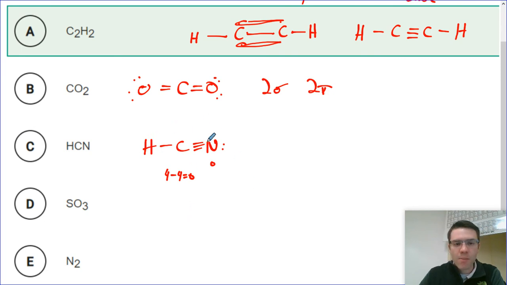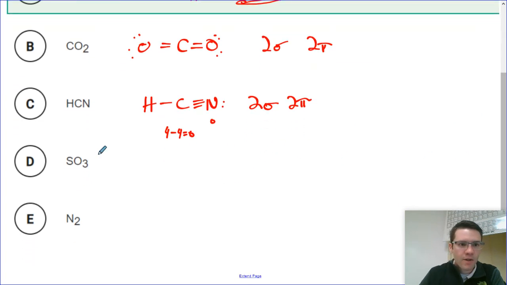So let's evaluate our bonds here. 1 sigma, so we get 2 sigma bonds. And we get 2 pi bonds for our triple bond right here, and it's going to be the same as B. For D, I'll let you see if you can draw those, and for E, draw that and determine the sigma and pi bonds for those. If you're curious to see if you got the answer correct, just do a quick Google search and you'll find those Lewis structures, and hopefully you can evaluate your sigma and pi bonds there.